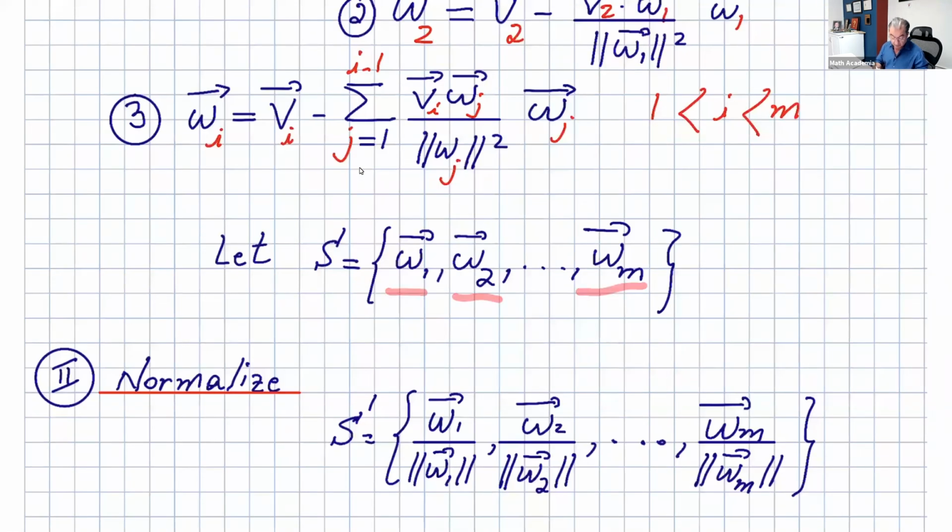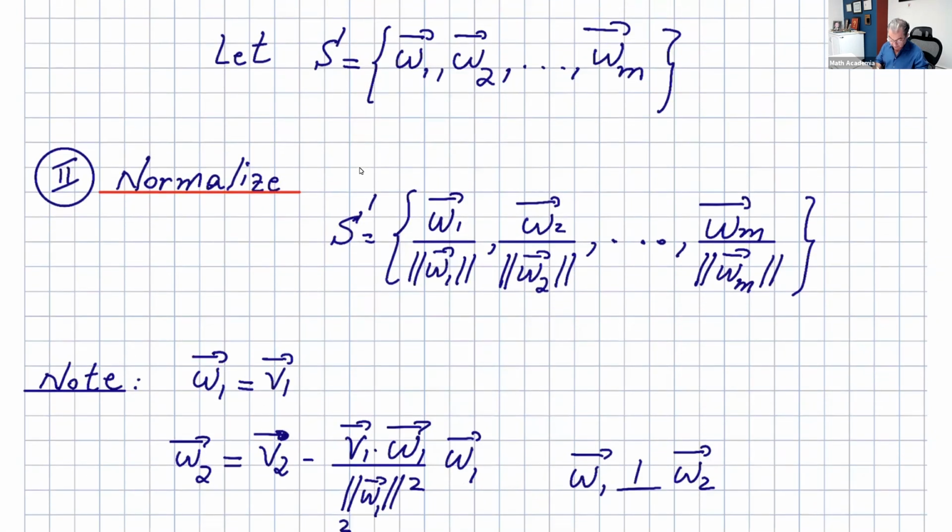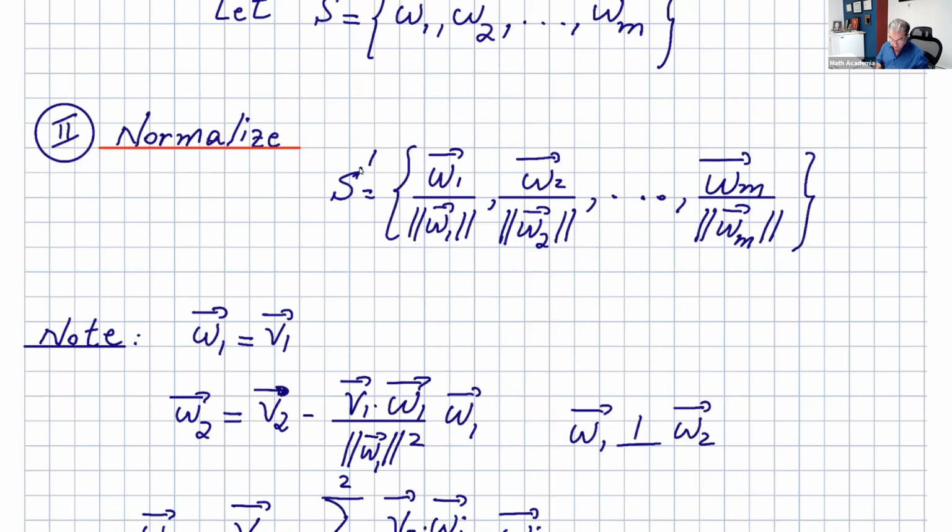However, this is an orthogonal set. The W's are orthogonal to each other, but they're not normal vectors. So the last step in the process is to normalize each W. Once you do that, you get a set of vectors that are orthogonal to each other, and the norm of each vector is 1. And in the next lectures, we're going to see how useful this process is.